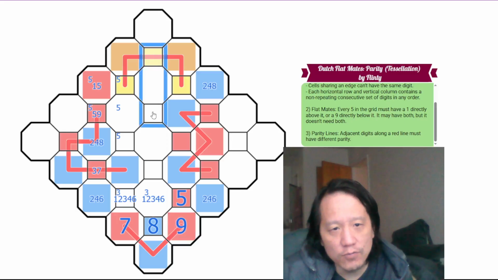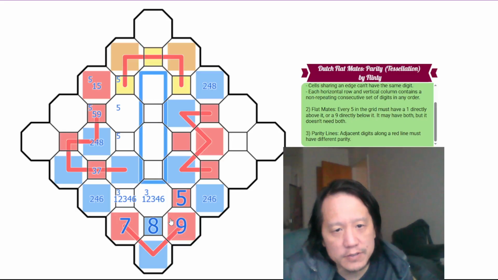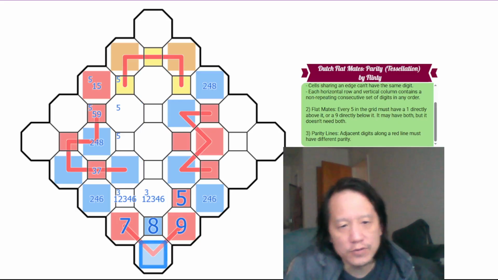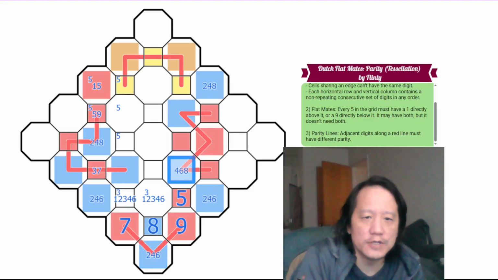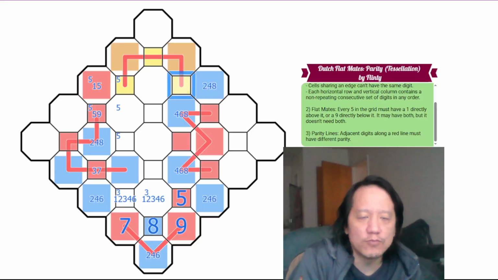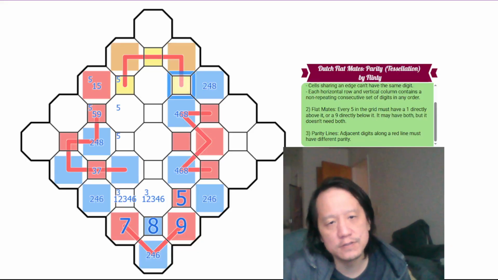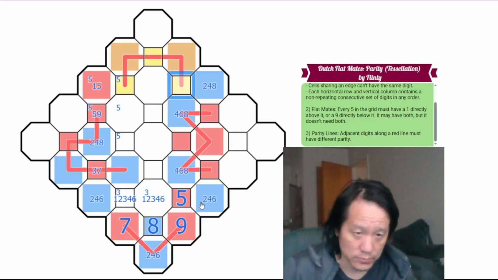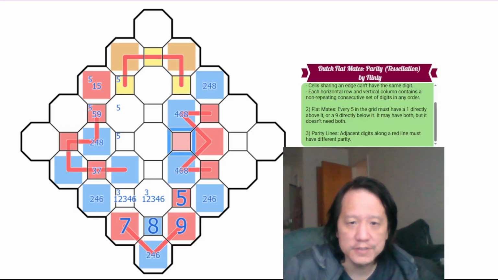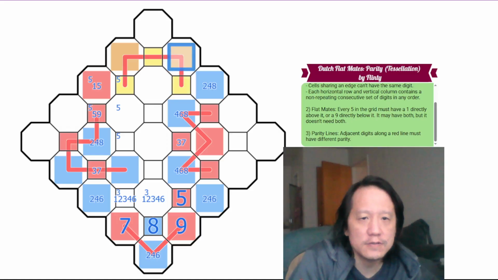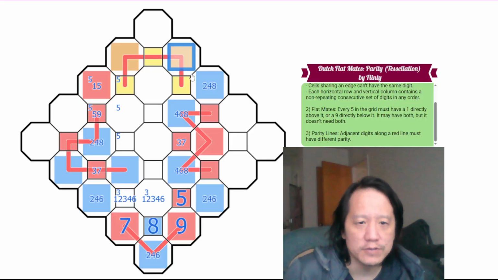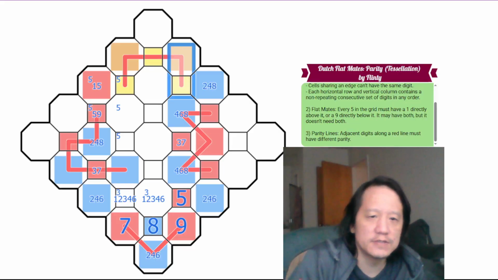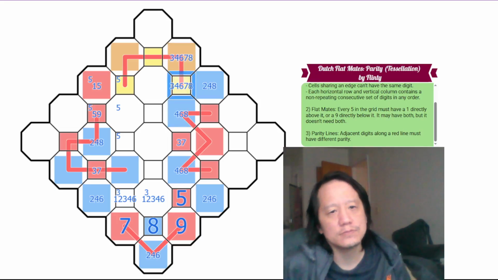5 has to have a 1 above it or a 9 below it. This is 2, 4, or 6. This is 4, 6, or 8. 4, 6, or 8. And one of these is 4, 6, or 8. This then is 3 or 7. We don't know what these are. These are 3, 4, 5, 6, 3, 4, 6, 7, 8. Okay.